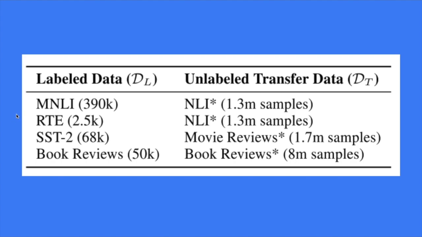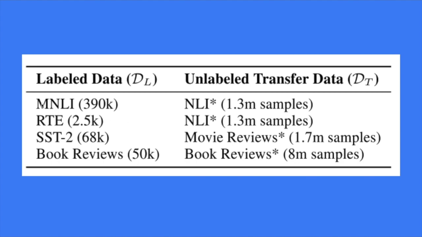And first, let's just look at the sentiment analysis. For the labeled data for fine-tuning is SST, 68,000 data points, and they use the movie reviews as unlabeled transfer data. They use this to do the knowledge distillation, which is much larger than the labeled data. It's 1.7 million samples. And for book reviews, 50,000 samples, and they use another set of book reviews as unlabeled transfer data, 8 million, which is a lot.